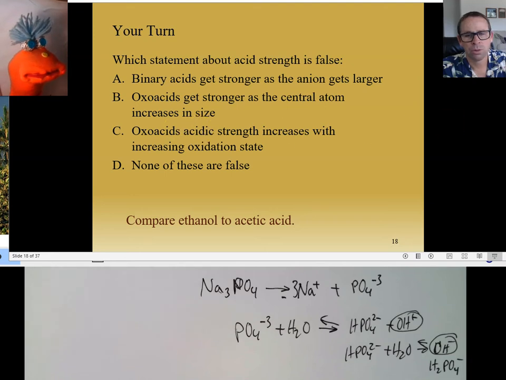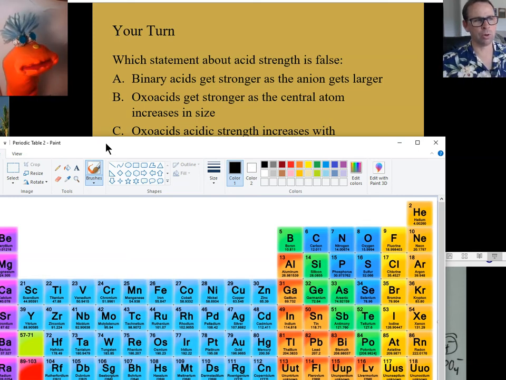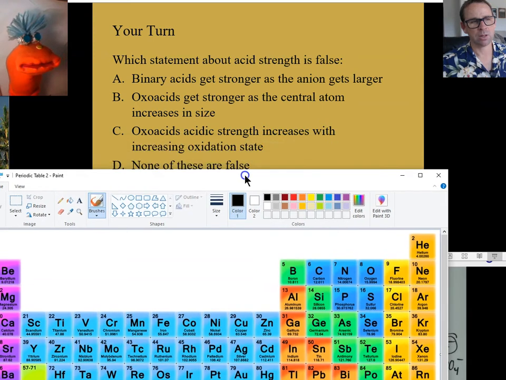Oxoacids get stronger as the central atom increases in size. Let's see. HClO4 is a strong acid, and it's an oxyacid. HBrO4 is not a strong acid, right? Okay, yeah, we don't even talk about HBrO4, but that's right. That's a good example. So that's not true. Oxoacids don't get stronger as the central atom increases in size.